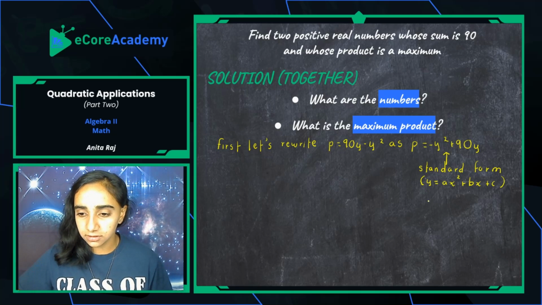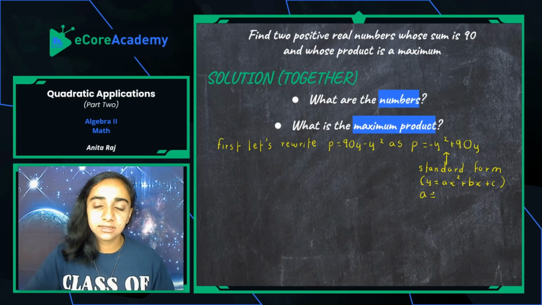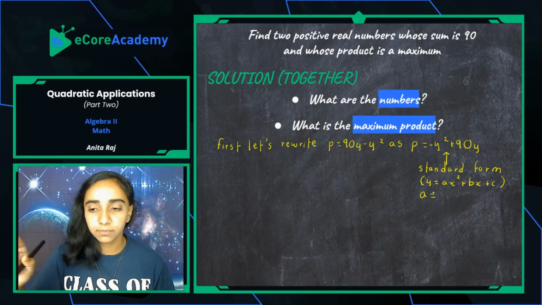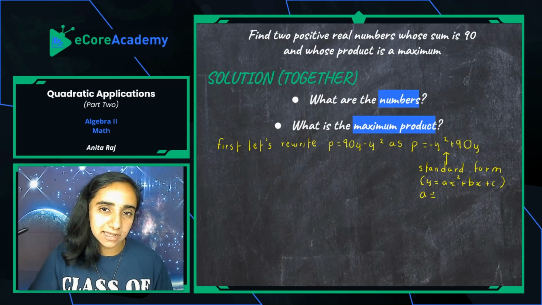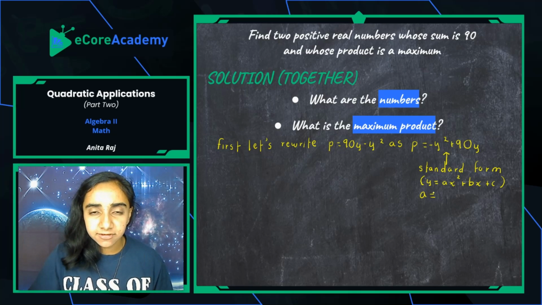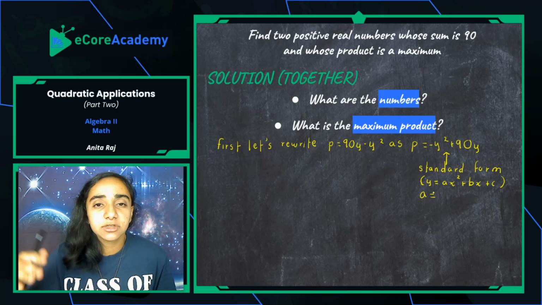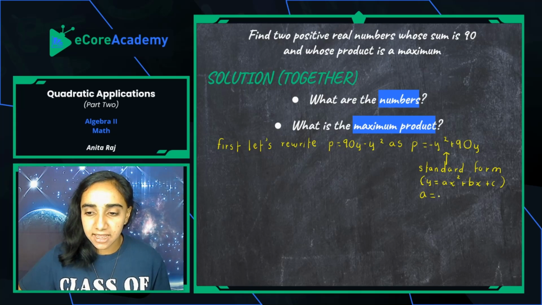So if you look closely, you'll be able to tell the a value is the constant that comes right before your squared term. Here, before the y squared, we have a negative sign. So if there's a negative sign, we automatically assume it's negative 1. Just as if there's no constant whatsoever, we immediately assume that a is equal to 1. In this case, a is equal to negative 1.